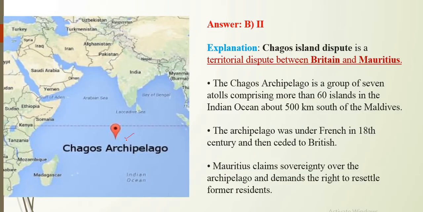This is the location of the Chagos archipelago on the map, and these are groups of 7 atolls comprising more than 60 islands in the Indian Ocean, 500 kilometers south of Maldives. So it is south of Maldives, not north of Maldives. The archipelago was under France in the 18th century, but later on ceded to Britain, and now Mauritius is claiming sovereignty over it. Now let's move on to the next question.